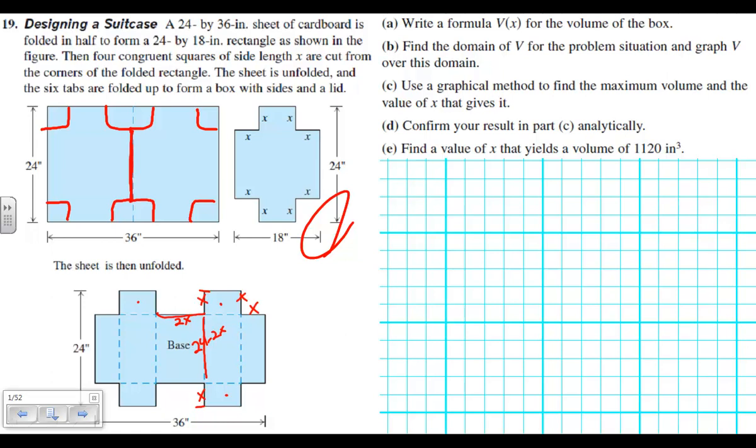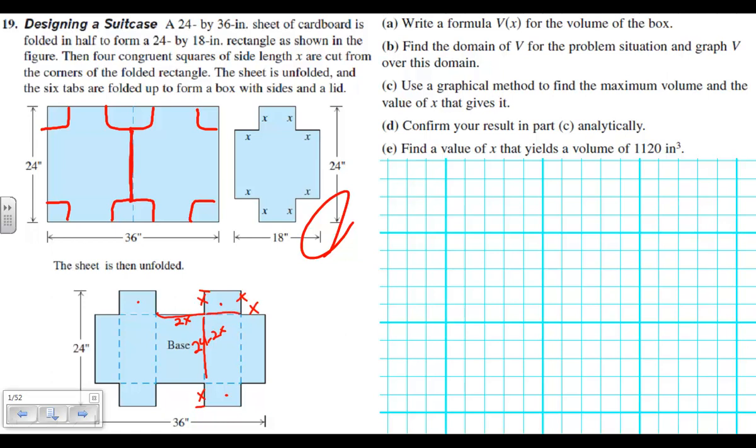okay, wait, this comes up. The book says 18 minus 2x, but I don't know how they got that. Because the original template is 18. Oh, okay, but how does that? Because that's not the width at all. Okay, so this, oh, is it this side right here?